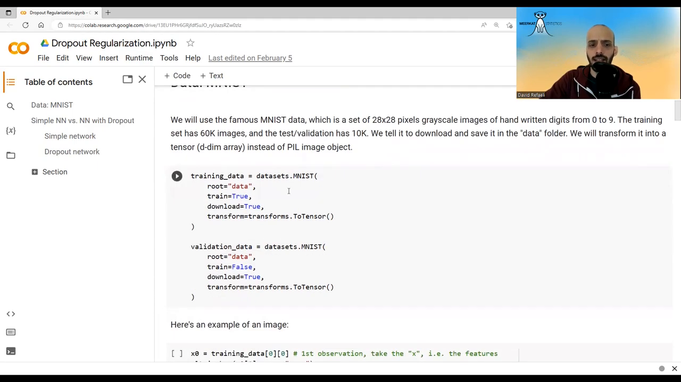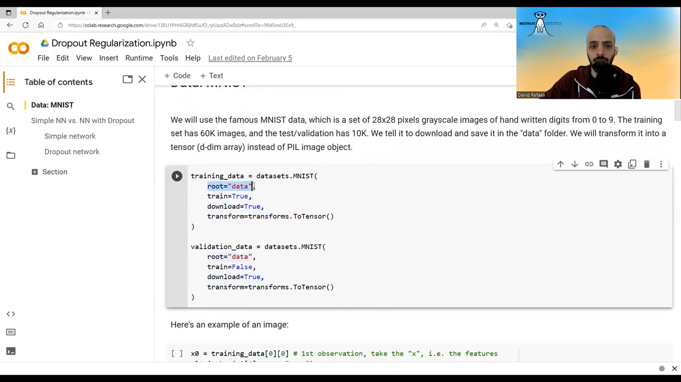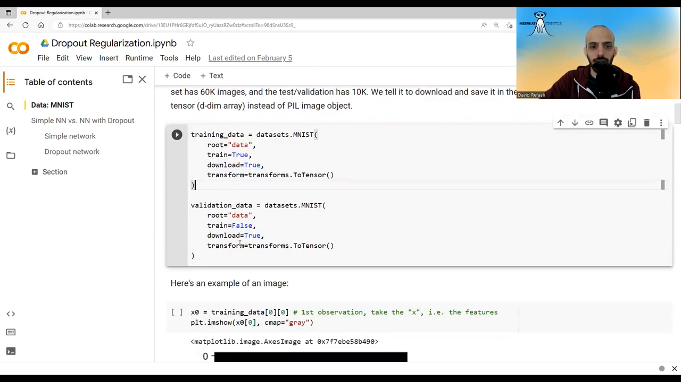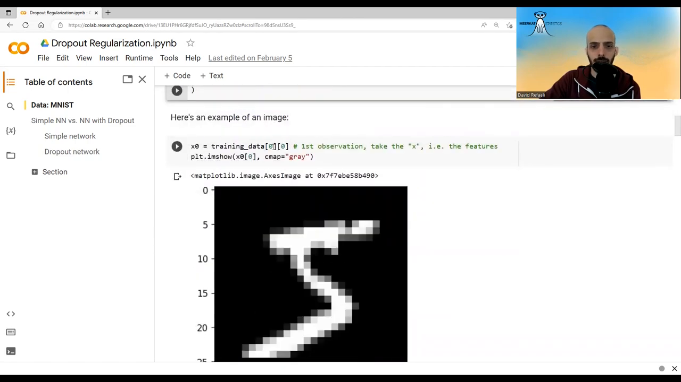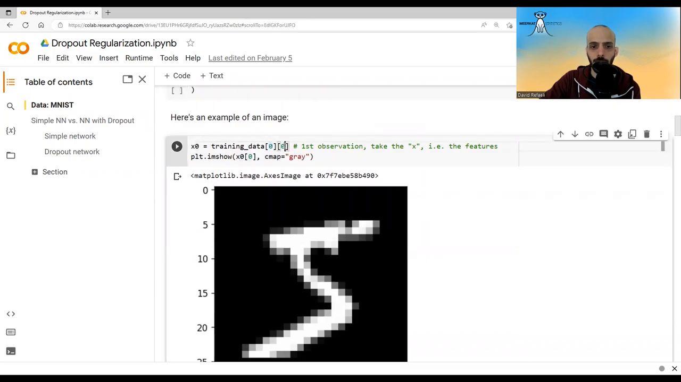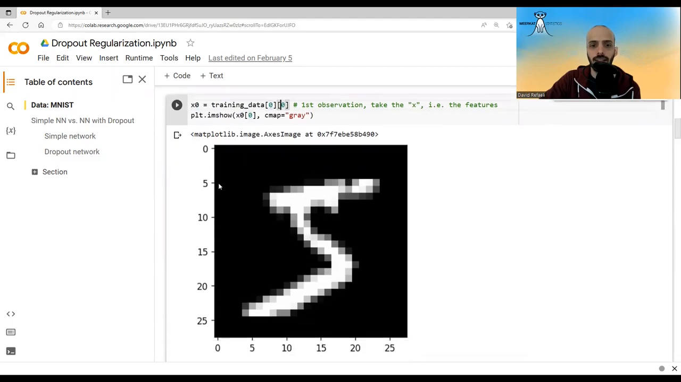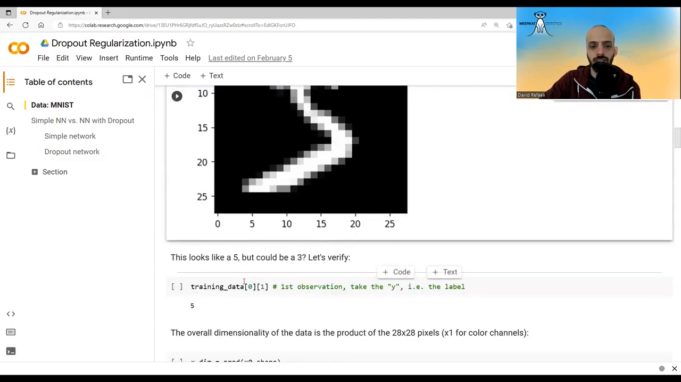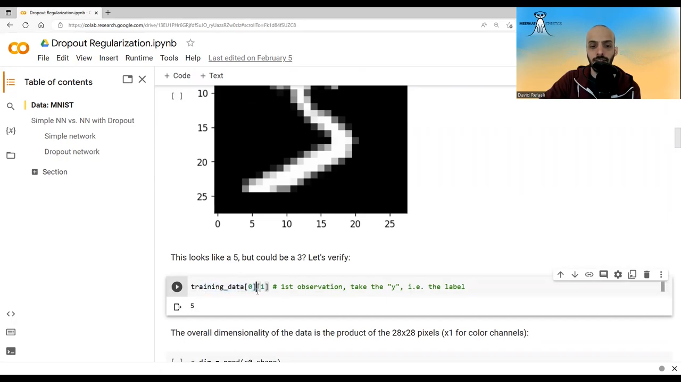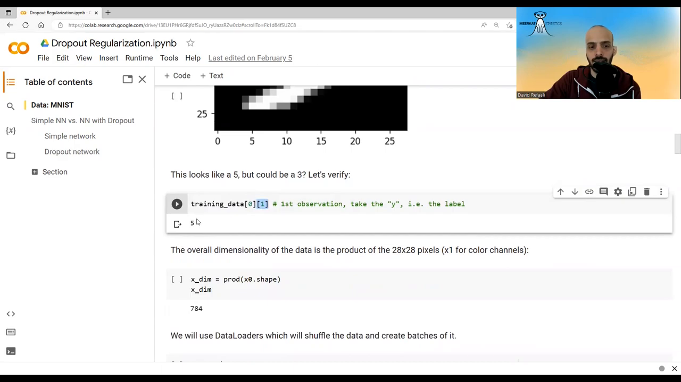What this code does is tell it to download the training data to this folder and do this transform, which turns the data, a PIL object, into a tensor, a multi-dimensional array. We do it for the training data and for the validation data. If we look at the first observation, take the features, the x, not the y, and plot it, it looks like a 5. Just to verify, let's take the first observation and the label, and indeed it's 5.